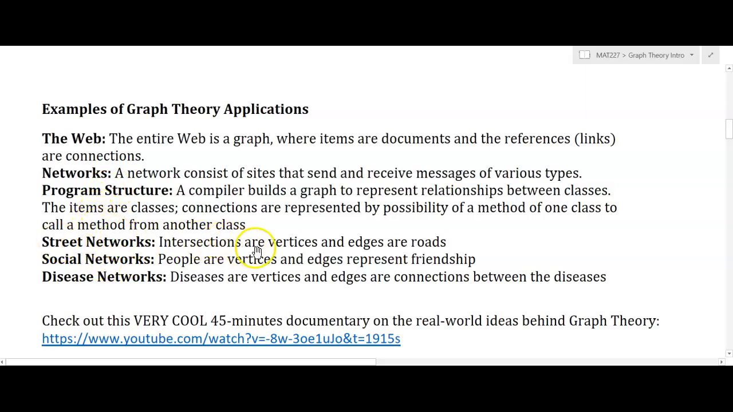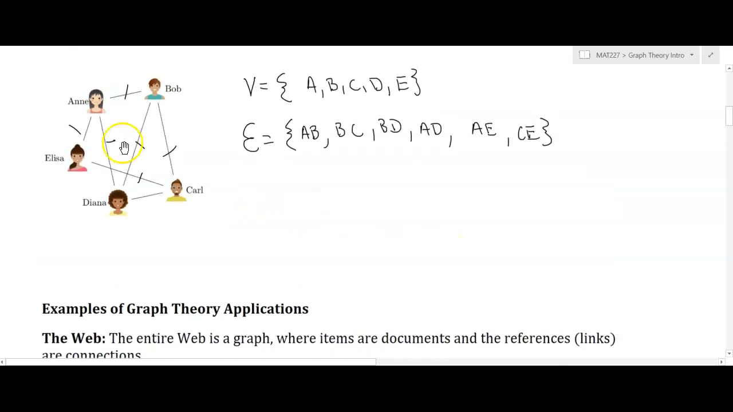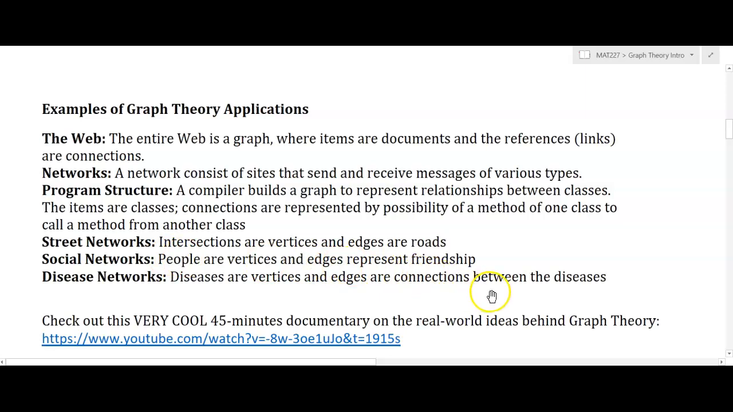Street networks. Intersections are vertices and edges are roads. Social networks, like the one we saw up here. People are vertices and edges represent friendship. Disease networks. Diseases are vertices and edges are connections between the diseases. So, for example, you might associate certain types of cancer with other types of pre-existing conditions, and having a big graph to represent them would be very valuable.